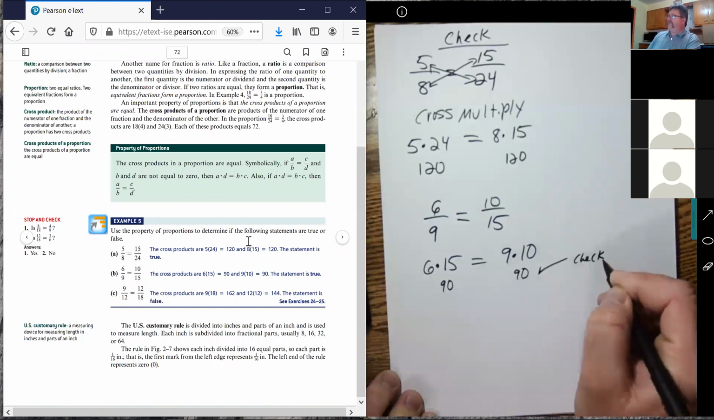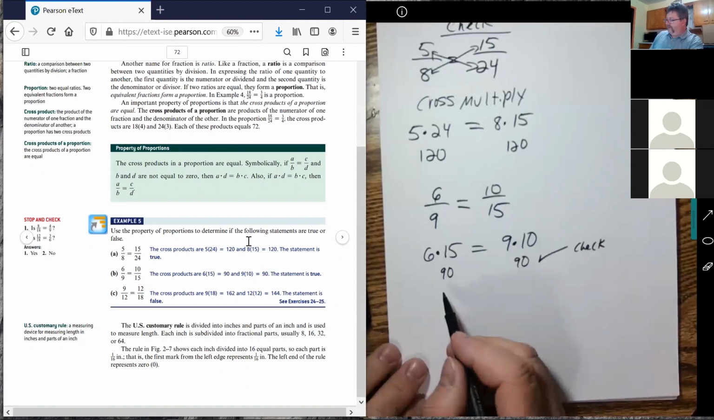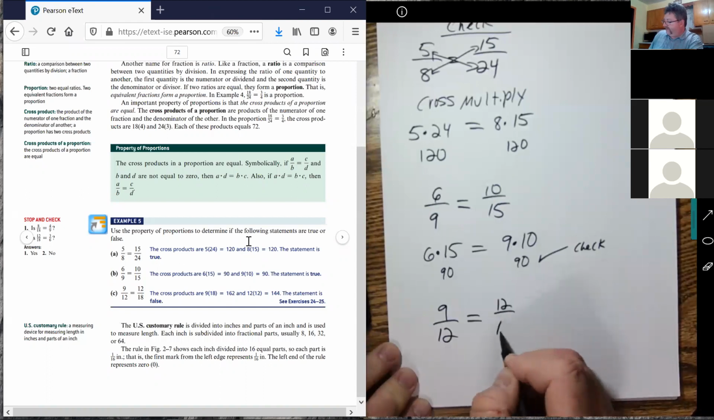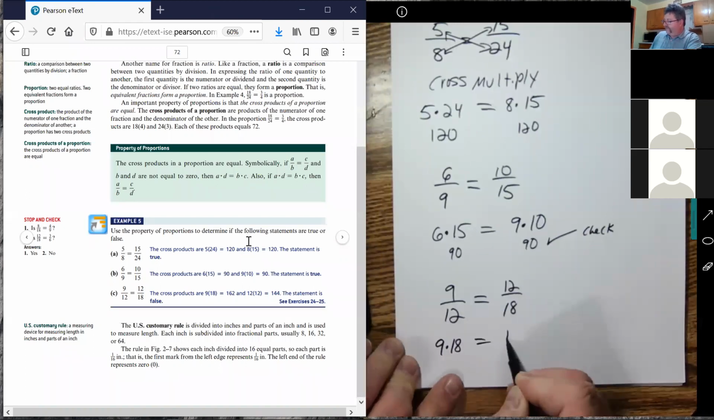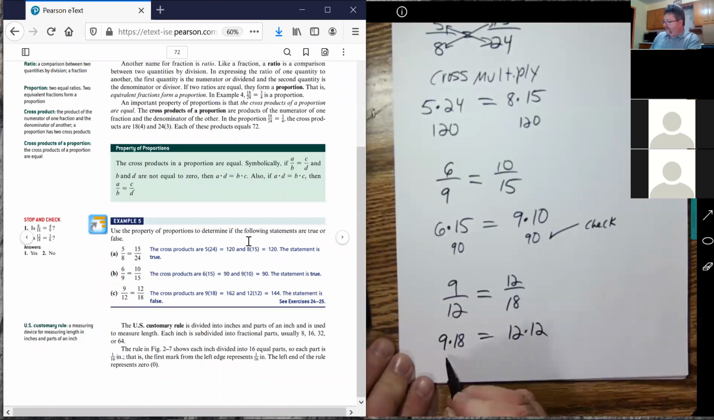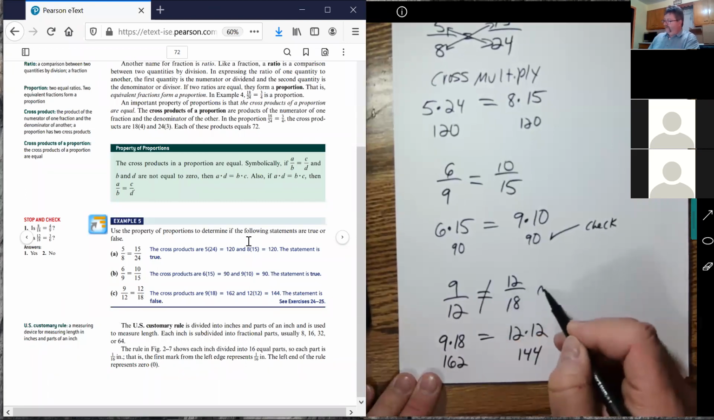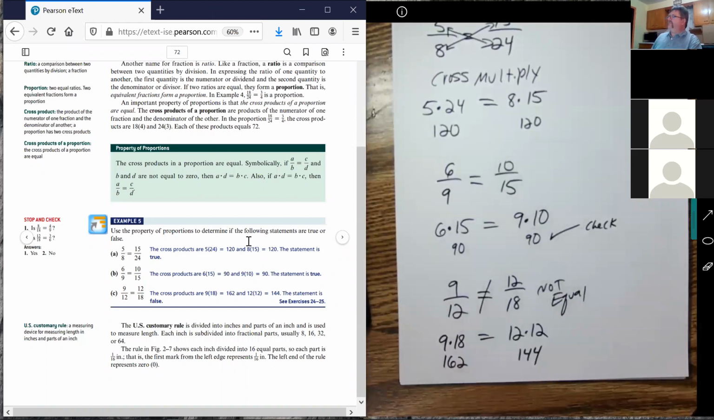All we're doing is checking here to see if it's really true. All right, what about this third one? 9 over 12 supposedly equals 12 over 18. Well, if so, then my cross product better be the same. 9 times 18 better equal 12 times 12. Otherwise, something's up. Well, 9 times 18 is 162, and 12 times 12 is 144. So guess what? No, not equal. So an equal sign with a slash is not equal.